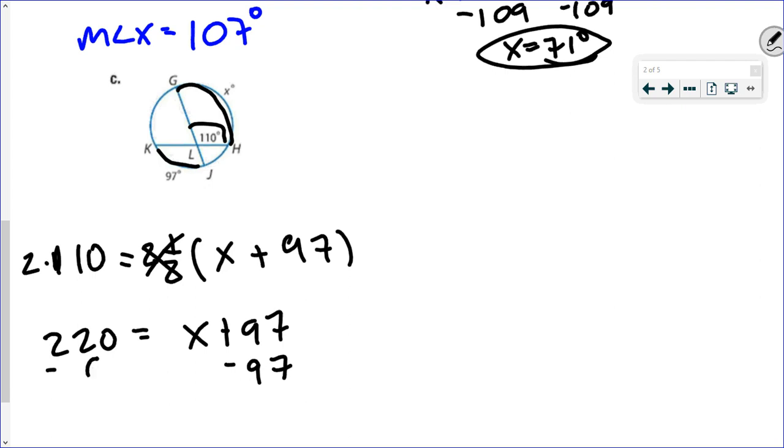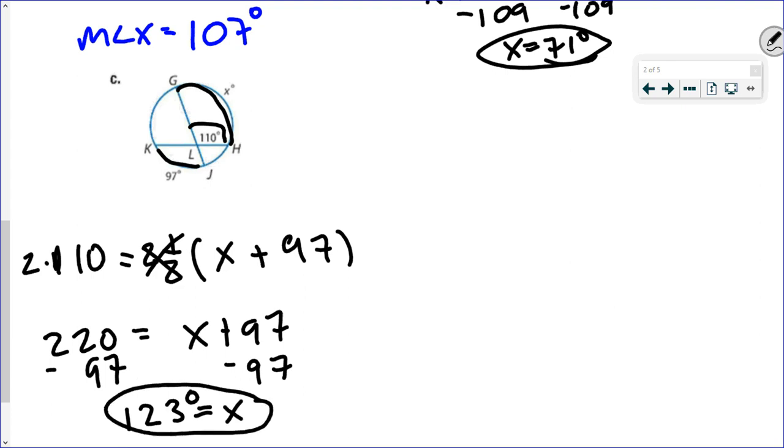Subtract 97 from both sides, and you should get that x is 123. So you can also use this to find the measure of an arc if you have two secants or two chords here. So there are 3 examples of using that theorem.